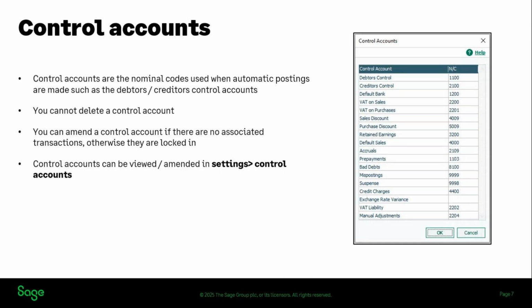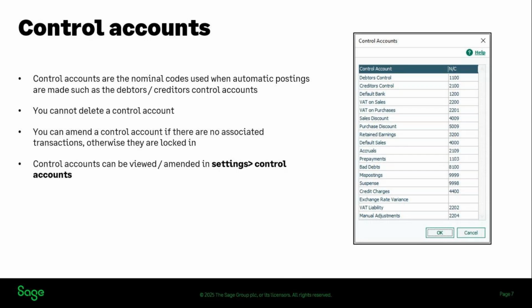If you've got any questions about nominal code structure that isn't default, it's best to speak to your accountant or the author of the nominal structure that you're using to find out why it's been done in certain ways. Sage won't be able to really delve into that with you. If it's default, a lot easier for us to have a look at.